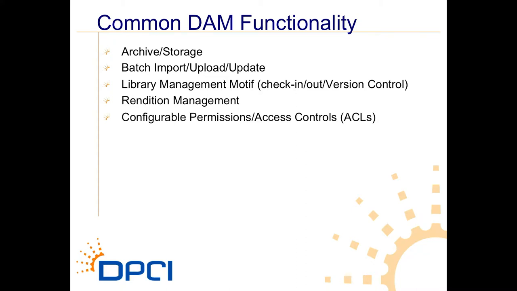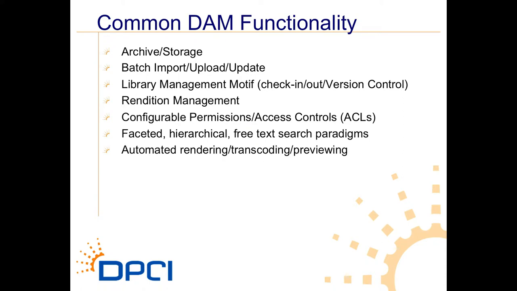So configurable permissions, that goes without saying. Some sort of a faceted or hierarchical or free text search paradigms. Not every digital asset management offers these. Generally, they all offer free text, but it always shocks me how not all DAMs have faceted search built in. So automated rendering or transcoding, typically that's done through third-party integrations with respect to either video or image assets.